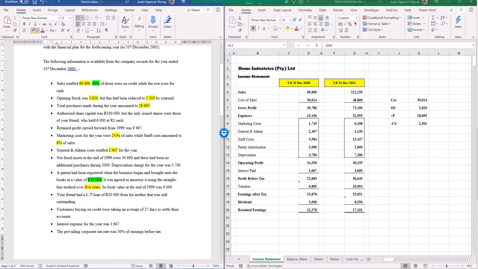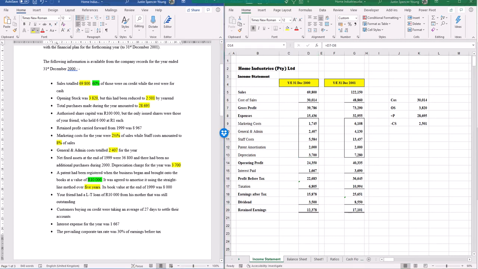Now I'm still looking for some depreciation charges, and here they gave it to us. They said here the net fixed assets of 99 was 36,800. There's been no additional purchases. Depreciation was charged at 3,700. So we take that number and we plug it in there. Add up the expenses to get the total expenses, subtract them from the gross profit, and it gets you operating profit.